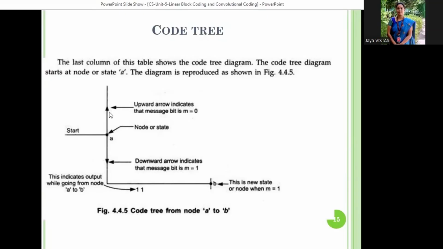This upward arrow indicates the message bit M is equal to 0, and the downward arrow indicates the message bit M is equal to 1. Initially it starts with A, which is the node or state. This is the next state. Taking the first shift, what is the next state of the encoder? This is the new state of the node when M is equal to 1.